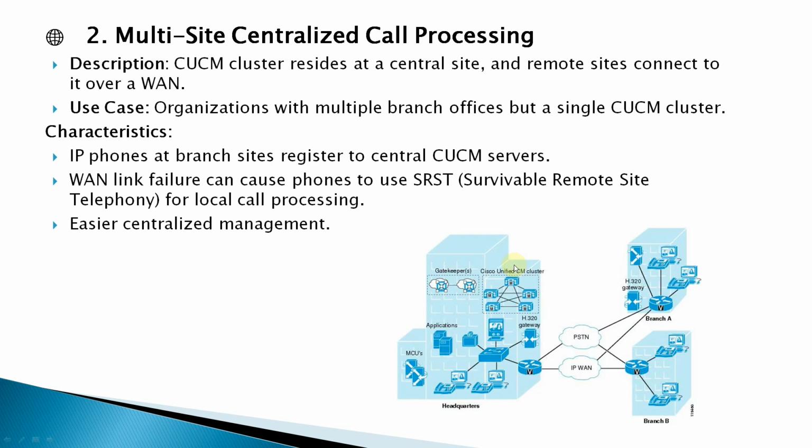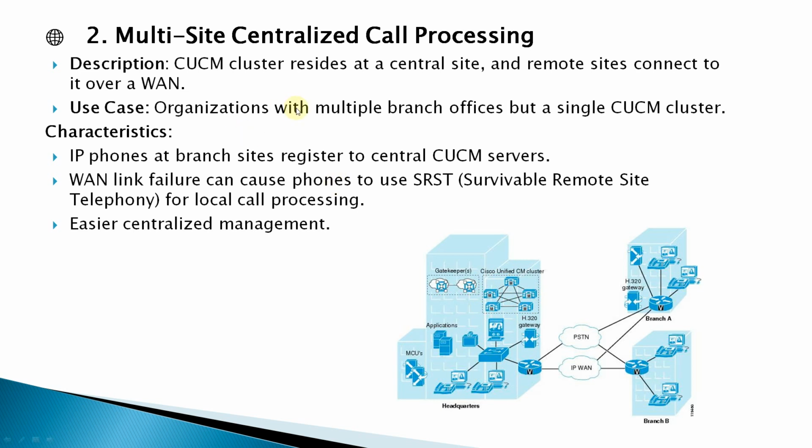right? And the next is the multi-site centralized call processing. So the description is like the CCM cluster resides at the center site and the remote sites are connected over the WAN connection. So here you can see this is, let's say, headquarter. You can see all the call managers are placed at the same site, right? And it has the branch sites, branch A and branch B, and branch A and B are connected with the main site with IP WAN connectivity, right? And here you can see that phones are placed over here, I mean the headquarter, as well as the branch A and branch B. So all phones are getting registered to one call manager that is placed in our main site, that is our headquarter, I can say.